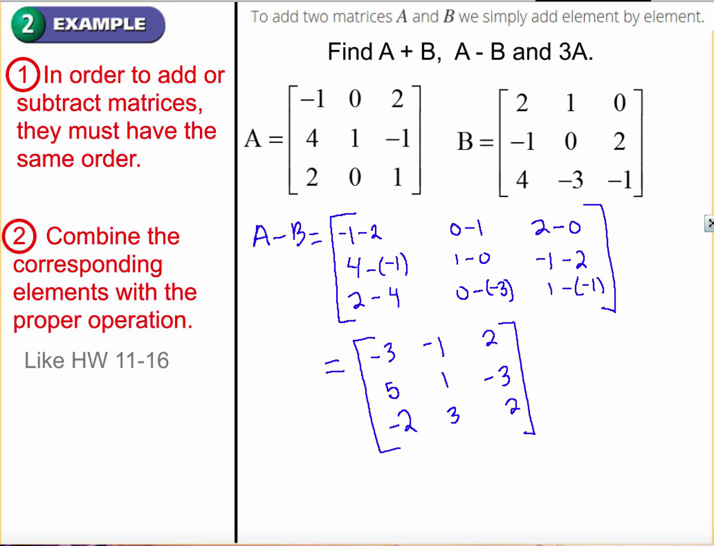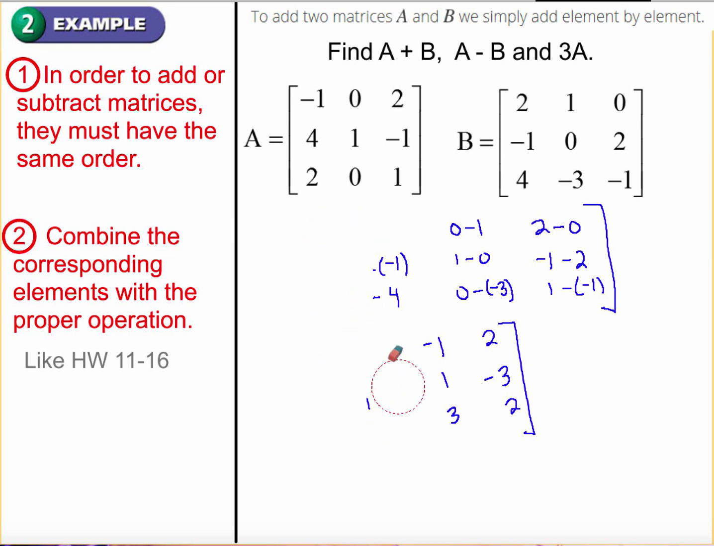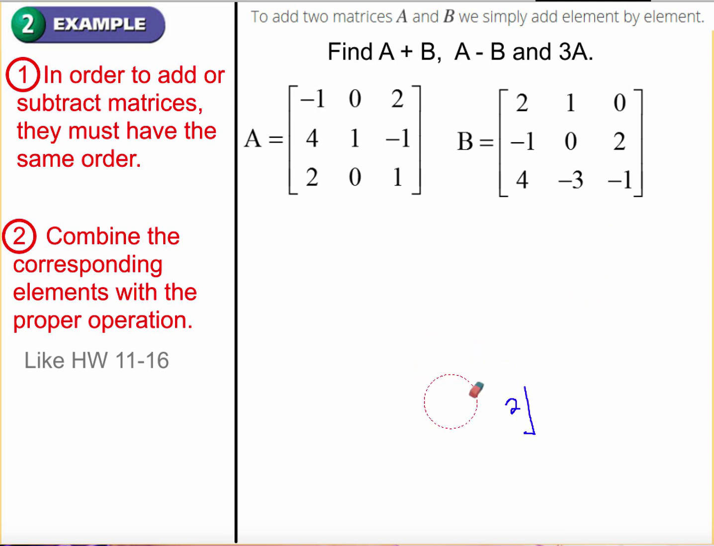And now we will find 3 times A. Let's see what we get. What would you guess that we would do to get 3 times matrix A? Because I bet what you think it would be is what it actually will be. In order to find 3 times A, all we're going to do is multiply every single element in the whole darn thing by, you guessed it, 3.